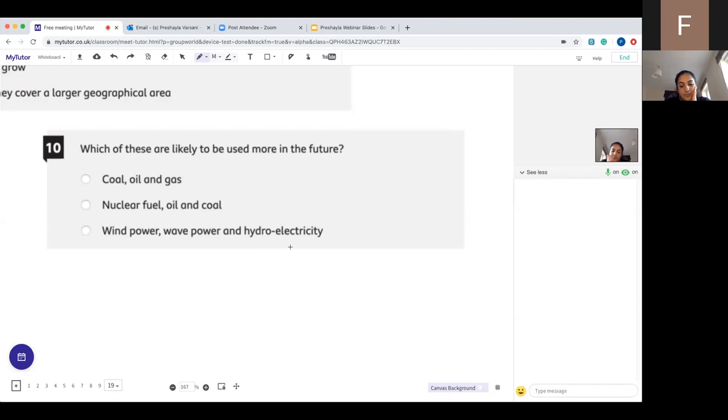Cool. So some of you are saying wind power, wave power, and hydroelectricity, which is correct. So remember, they are renewable sources of energy, which is really good for the environment. It has low environmental impact. They're more eco-friendly.